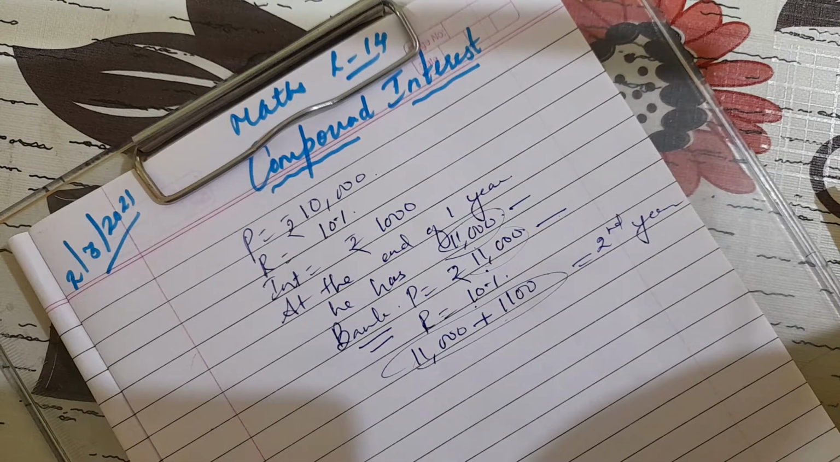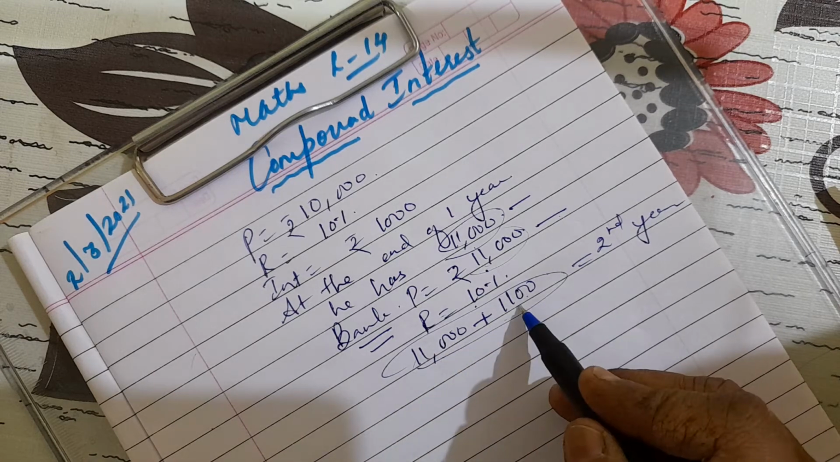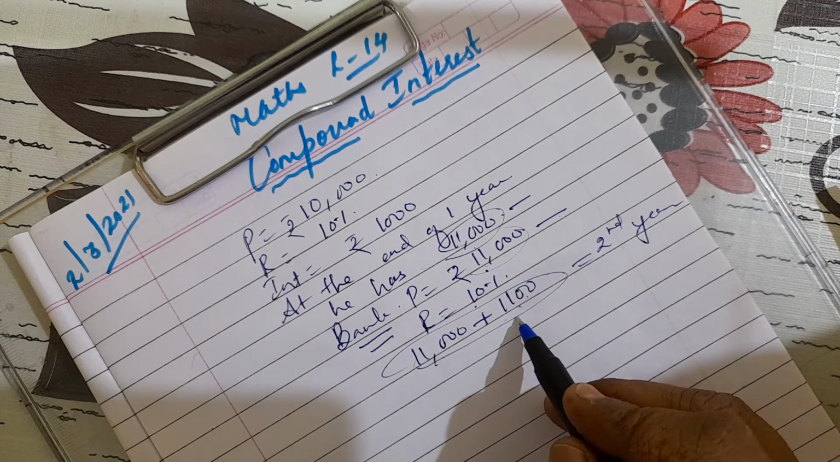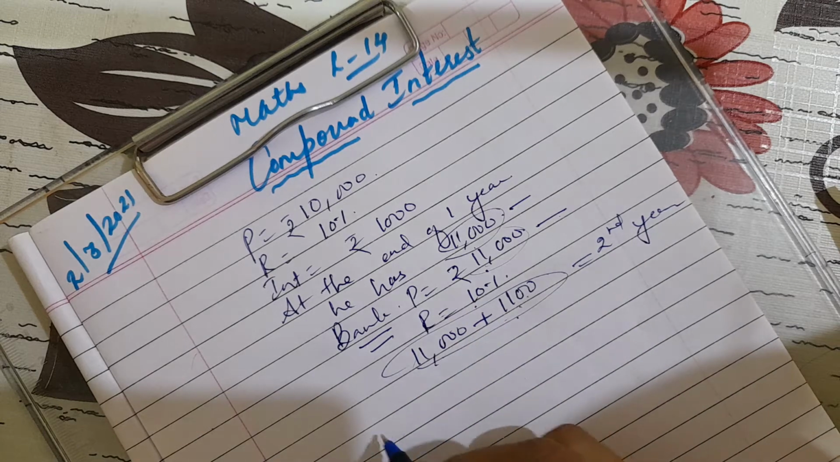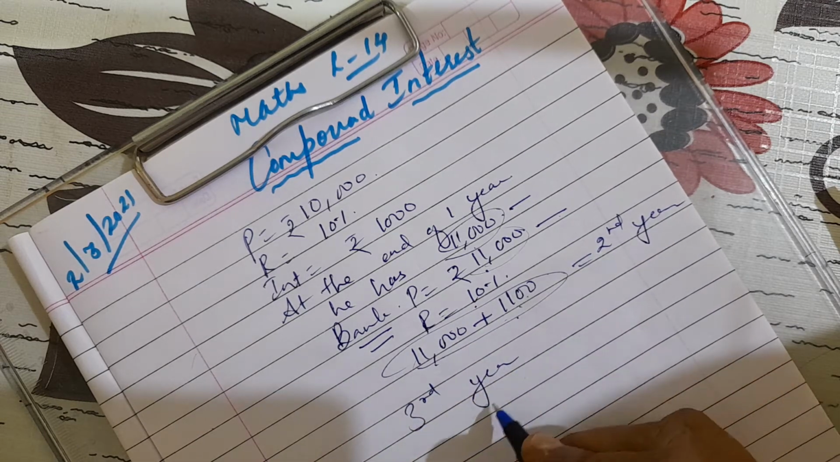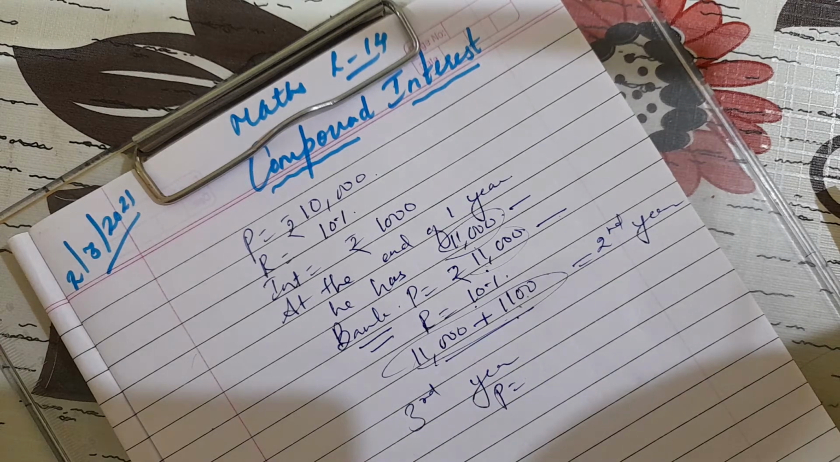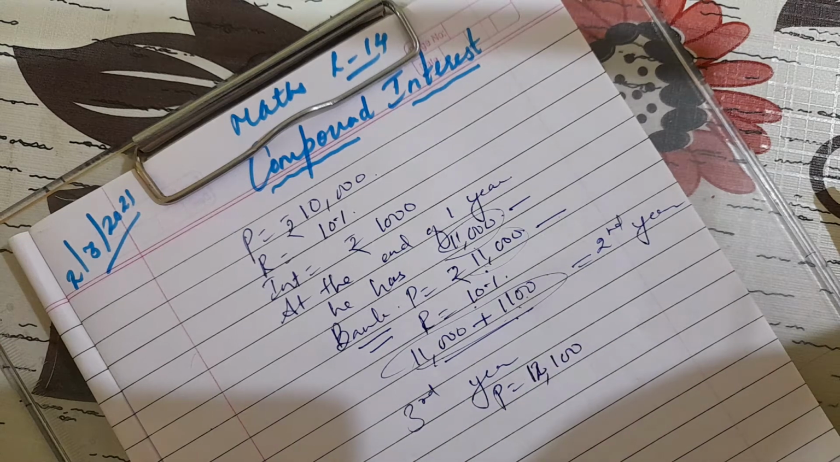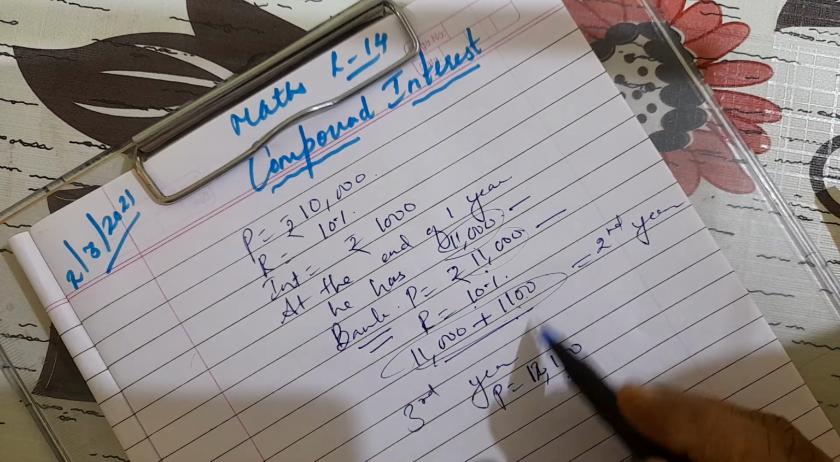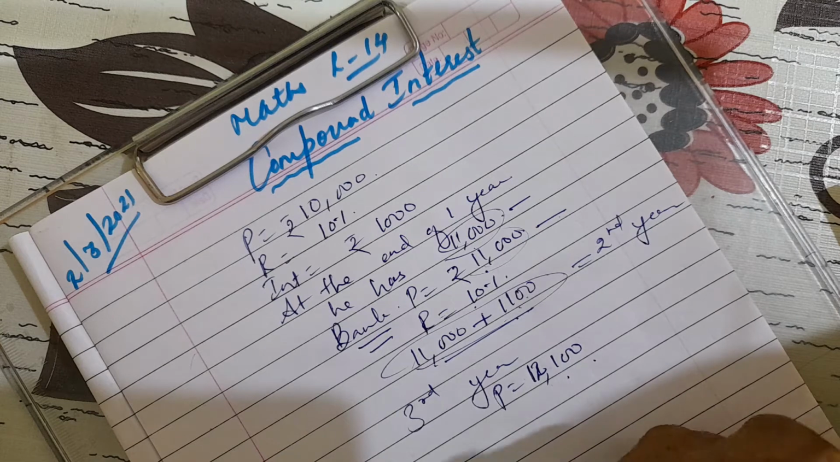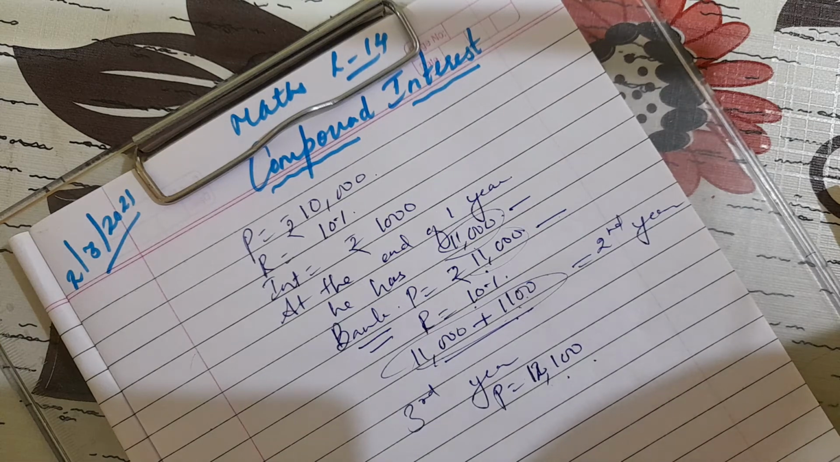But now he is unable to pay at the second year also. Then what will happen? Again, this 11,000 plus 1100 becomes the principal for the third year. If we add both, the principal becomes 12,100. So children, this goes on. You can see that interest is calculated yearly, taking into consideration the principal as well as the interest. So this is nothing but compound interest.